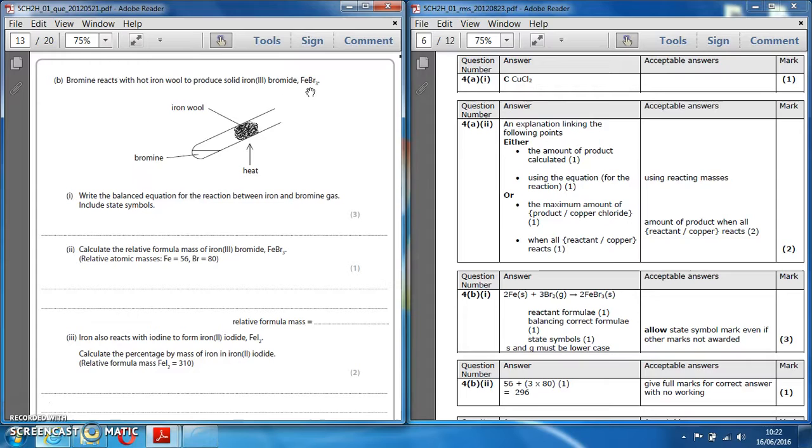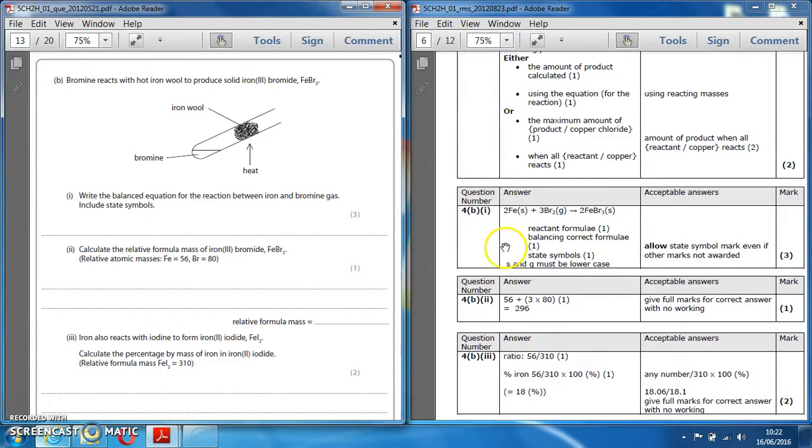Because I've got FeBr3, that's a bit of an odd number, because I've got Br2 on the other side, I've got to look at how I balance it. So I'd quickly think about 2 and 3, what do they both go into? They both go into 6. So if I have 2 FeBr3, I can get 6 bromines, and I can get 6 bromines by putting a 3 here. Because I've got 2 Fe here, I'll have 2 Fe on this side as well. So it's all balanced on that side there.